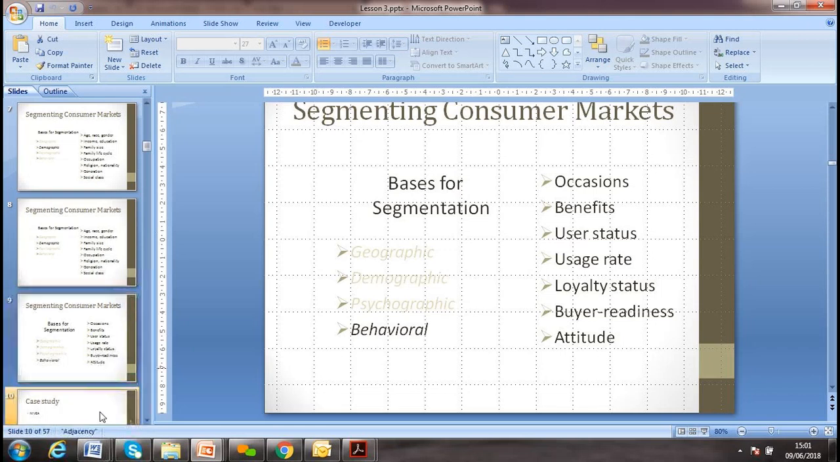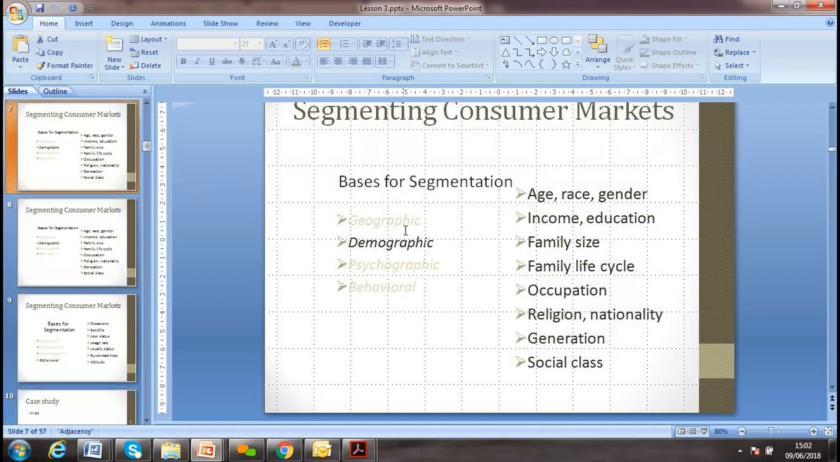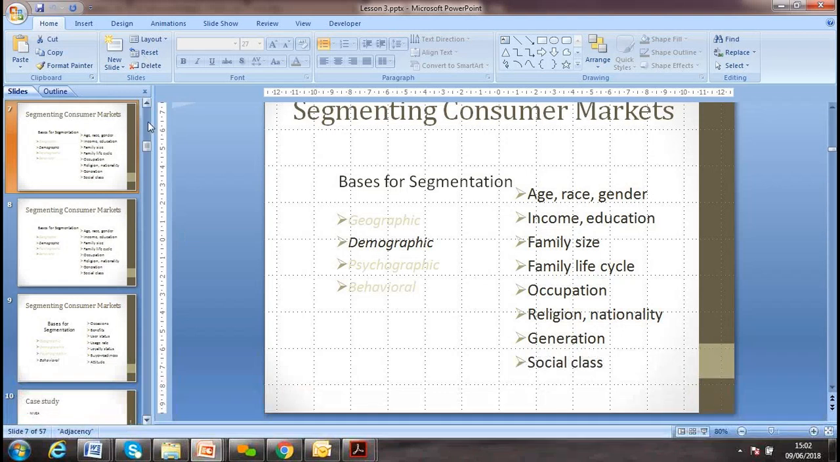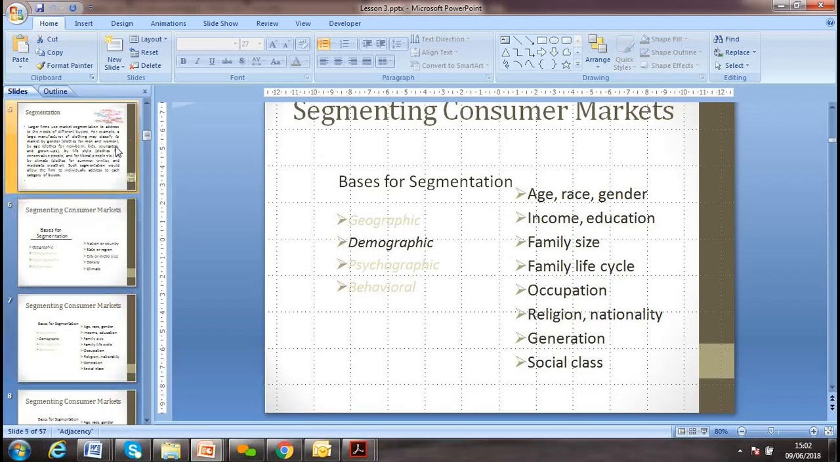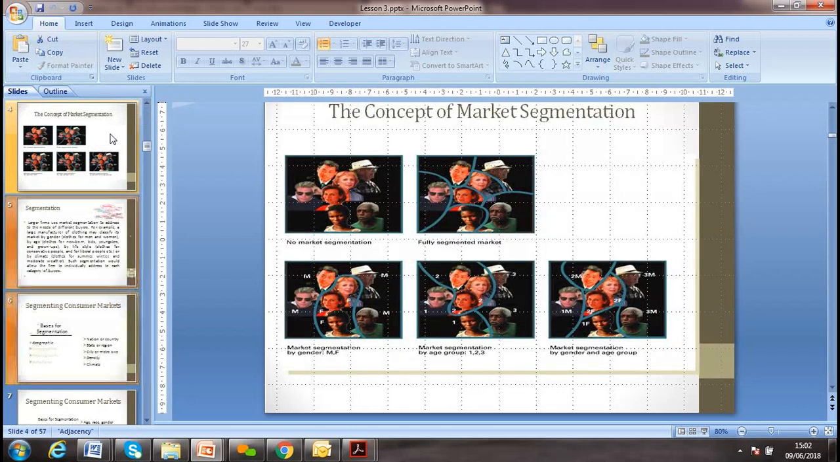I'll try to send you the case study of Nivea, how Nivea segments its creams according to different skins, different people, different age groups, different countries. Nivea also segments their body lotions and various other things. So all these come under segmentation. We learned four major bases of segmentation: geographic, demographic, psychographic, and behavior. Any question? No, sir. Daniel, any question? I'll copy these four slides into my other slides.